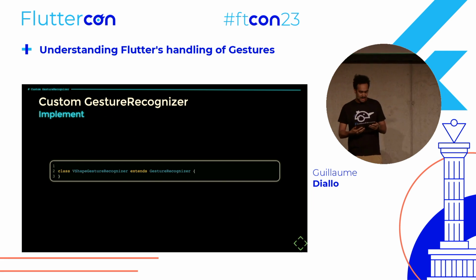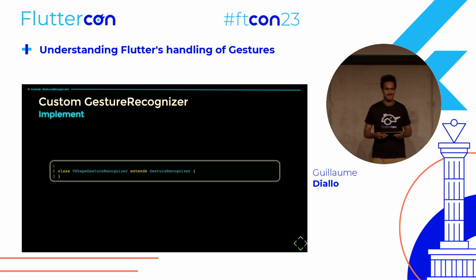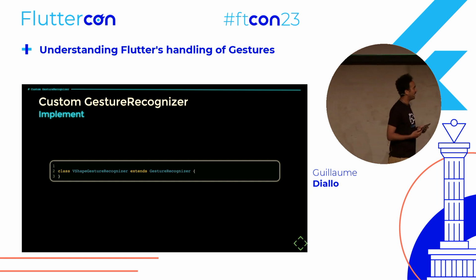So I'm going to focus on only one letter because I was writing initially this talk for Flutter Viking, so I wanted to detect the letter V, and also because it's much simpler than detecting the letter A, for example. So let's try it now.